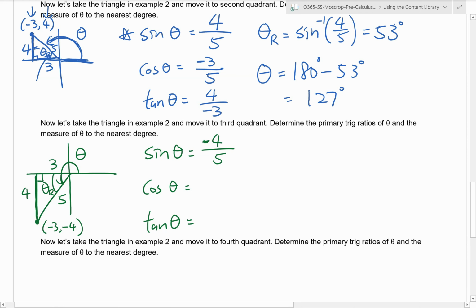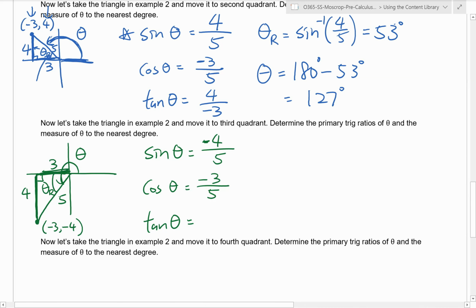Cosine theta is adjacent over hypotenuse. So adjacent is the x value, right? This is the adjacent side, so that's the x value. Now the x value in the third quadrant is always negative. So this is negative 3/5.